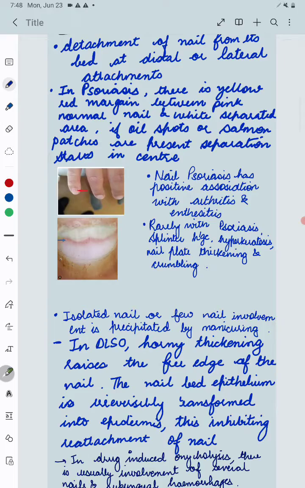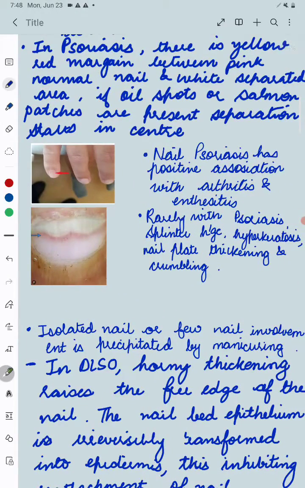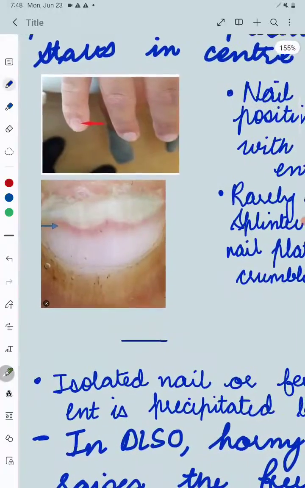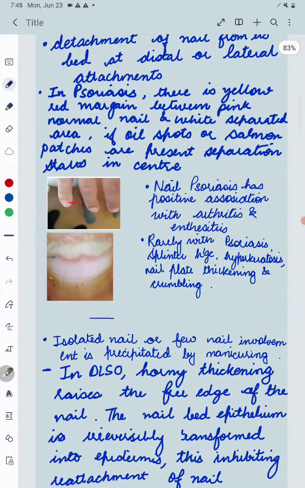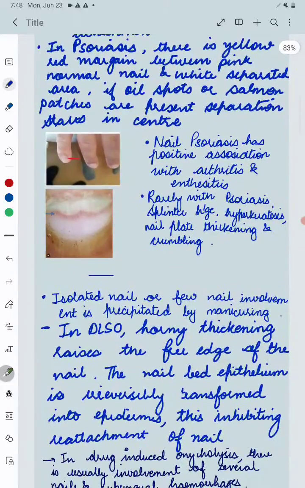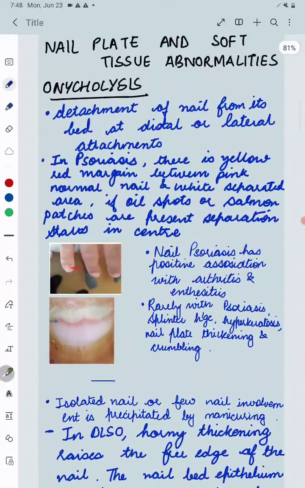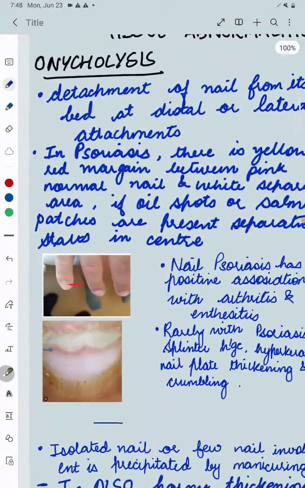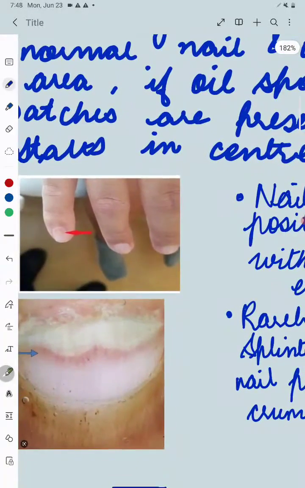Now it is seen with nail psoriasis. Along with onycholysis, there is a very characteristic thing that happens in psoriasis. Can you see this whitish line and then there is this orangish reddish hue? This is very specific of psoriatic onycholysis. And this is an oil drop patch. If separation starts in center, oil drop sign is seen like this.